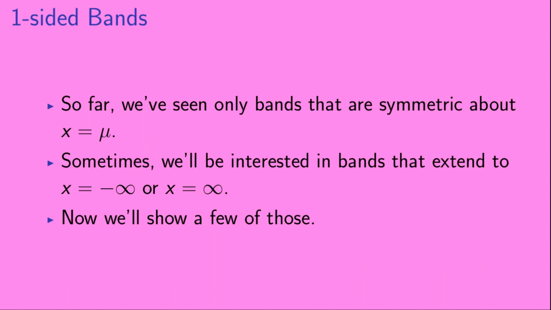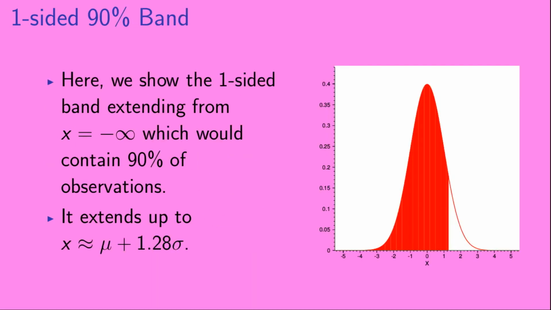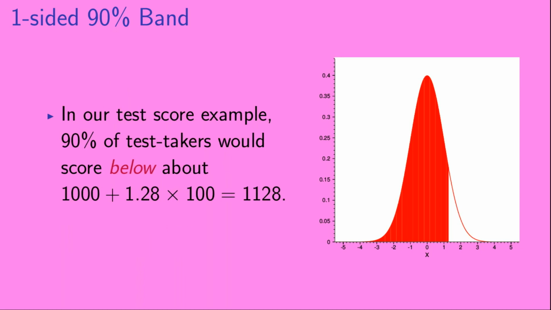So far, we've seen only bands that are symmetric about x equals mu. But sometimes we'll be interested in bands that extend to x equals minus infinity or x equals infinity. Now we'll show a few of those. So here we show the one-sided band extending up from x equals minus infinity, which would contain 90% of observations. It extends up to approximately mu plus 1.28 sigma. In our test score example, 90% of test takers would score below about 1000 plus 1.28 times 100, which equals 1128.